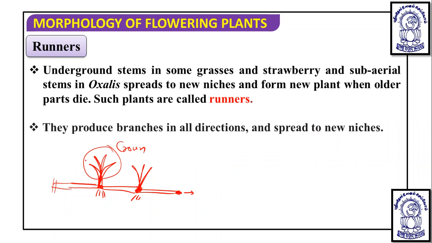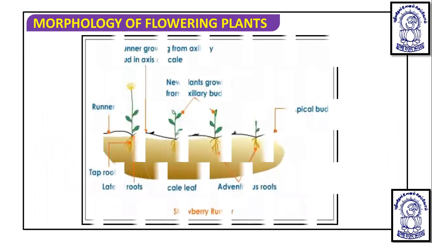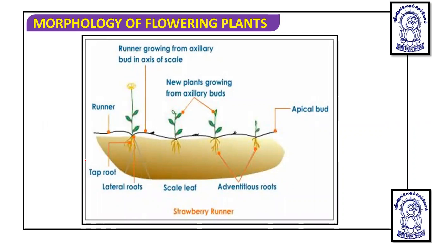For the runner, if we take an example, that is grasses, you know that. When we walk on grasses, the leaves come in contact with our foot. But below that, you will see a whole network of stems, growing fast, running fast, so it is known as a runner. Now you can see in this diagram that this is a runner. At each node you are seeing a particular plant and its roots. So the runner grows from an axillary bud in the axil of a scale, and new plants growing from the axillary buds are found at each node.